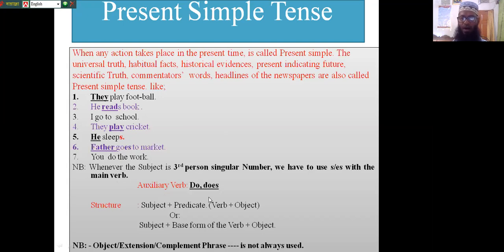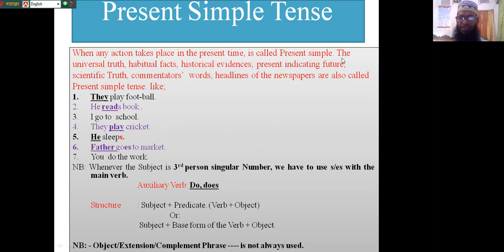Okay, auxiliary verb: do or does. Can you see any auxiliary verb here? Directly we can't see any auxiliary verb here, but later I will discuss it. Okay, do or does, later I will discuss it.